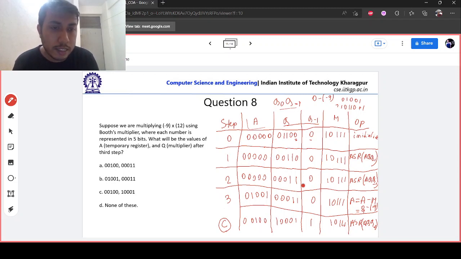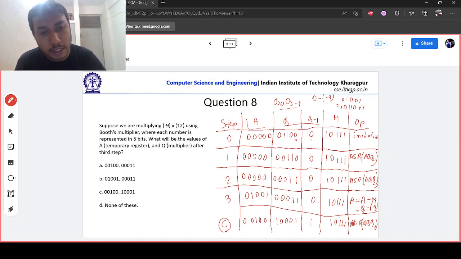What is this case? In this case, if you remember Booth's algorithm, we first do A equals A minus M, and then we do an arithmetic shift right. We did the same here. So A equals A minus M. What is A in this case? 0. What is M in this case? Minus 9. So the operation is 0 minus minus 9, which means 9. So we will write 9 here. Next, Q remains the same.